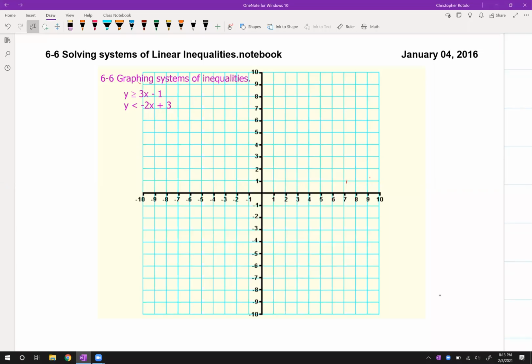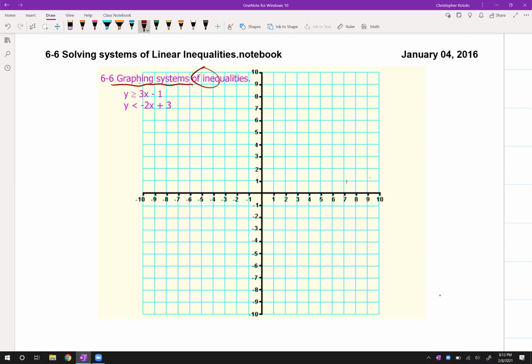All right, Algebra 1. It is the day you have been looking forward to ever since we started this chapter. It is the last thing in the chapter, and it kind of ends up where we started. We were graphing systems, except now instead of equations, they're inequalities.